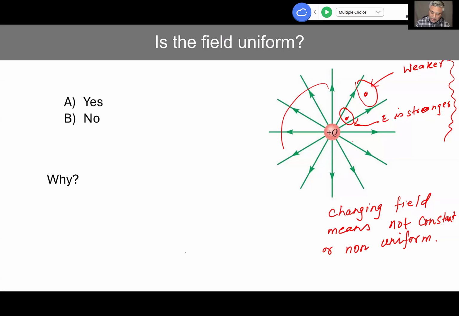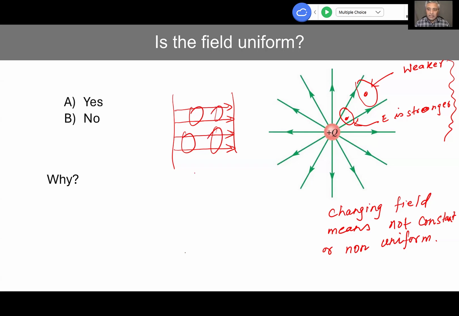It looks so nice and uniform from this sketch, right? But that's not uniform. See the uniform one, how did it look? Everywhere the field line density was the same. It wasn't changing in between. But over here, they're changing. If we look at this area, everywhere they are different. Changing means not uniform, or non-uniform.